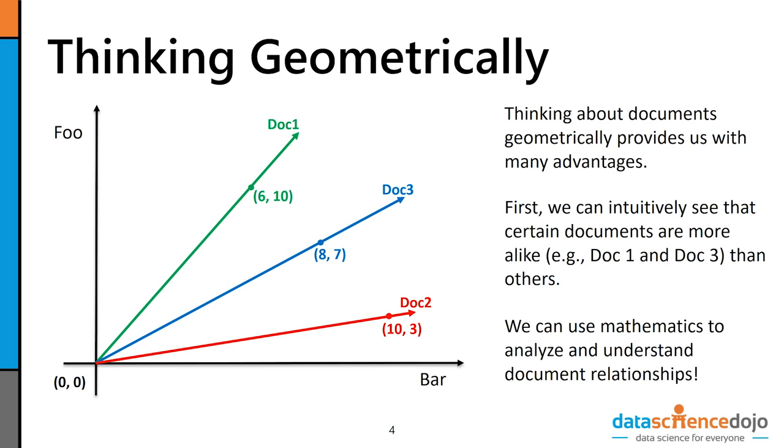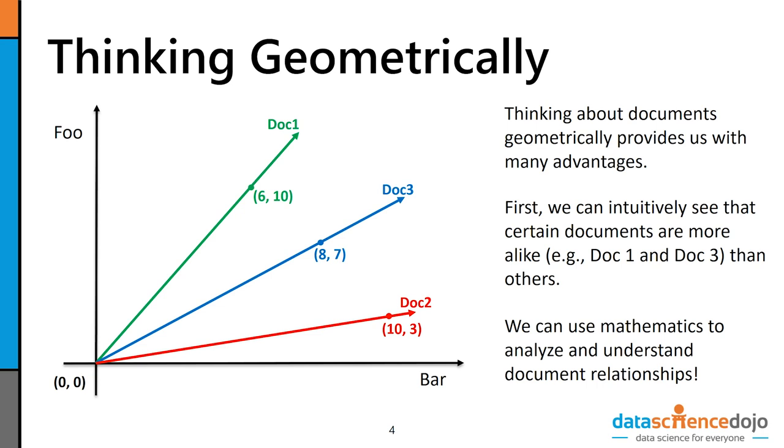First and foremost, we get the ability to do some intuition. If you take a look at this, you don't have to be a mathematician. You don't have to be experienced in text analytics to just look at this and go, okay, based on this geometric representation, my intuition tells me that document three is more like document one than document two is. And reflexively, document two seems to be more like document three than doc one is. And in fact, your intuition would be exactly correct.